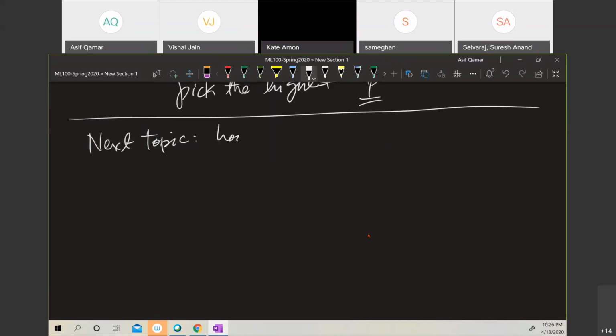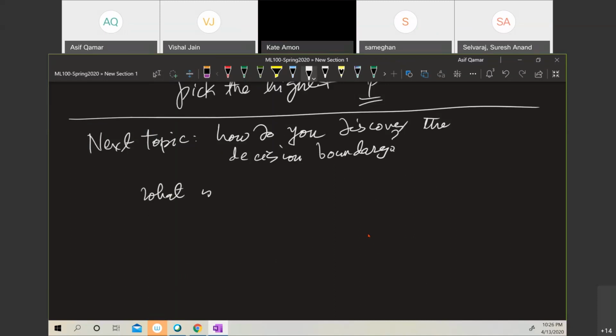How do you discover the decision boundary? How do you discover the decision boundary? And what is the loss function? It becomes the broader question, what is the loss function for classifiers?